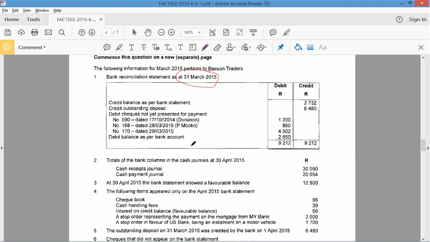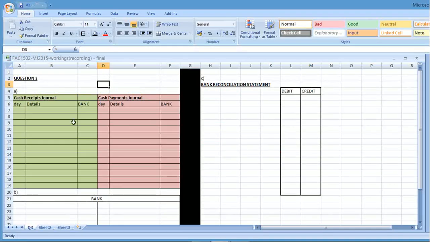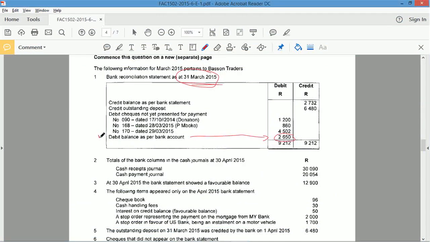Most important here is the opening balance. Debit balance as per the bank account. The balance at the end of March would be the opening for April. So I need that. 2650 is going to be my balance in my bank T account. Balance brought down. We need to check all these other accounts, and we're going to have to read the information to find out if last month's reconciling items have actually gone through.